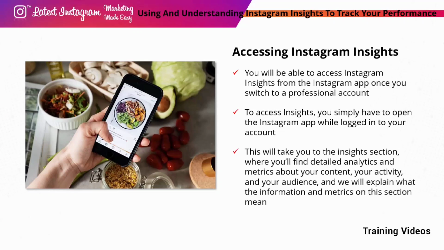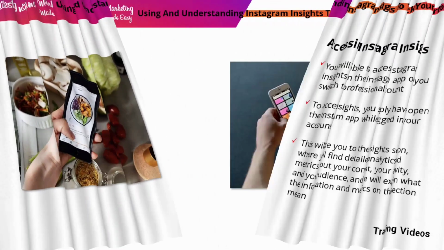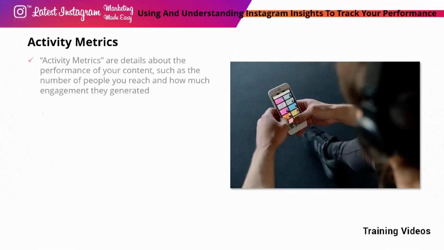This will take you to the Insights section, where you'll find detailed analytics and metrics about your content, your activity, and your audience. And we will explain what the information and metrics in this section mean. Activity metrics. Activity metrics are details about the performance of your content, such as the number of people you reach and how much engagement they generated. The following are the activity metrics you'll find in this section.